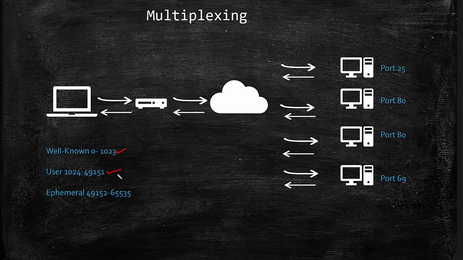The next range is user or registered ports, which is between 1024 and 49151. And we normally use this range in the source port field to segregate different flows. And finally, the ephemeral or dynamic ports, which is between 49152 and 65,535. This range is used temporarily for client applications that are running on a computer.